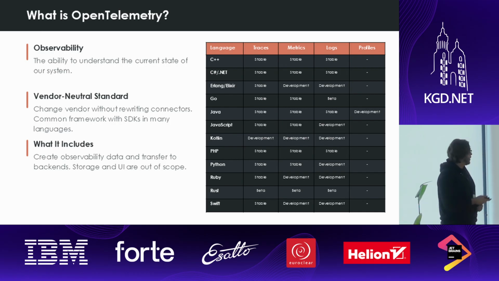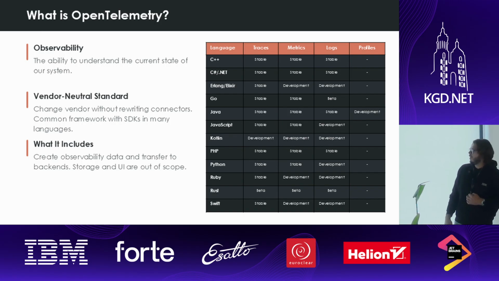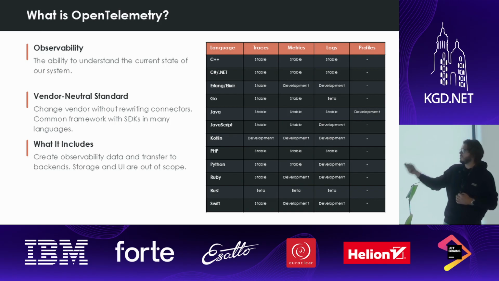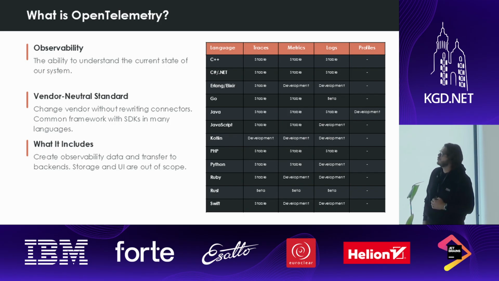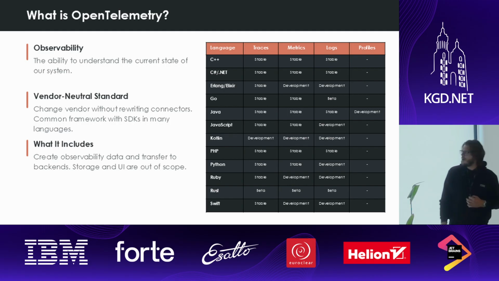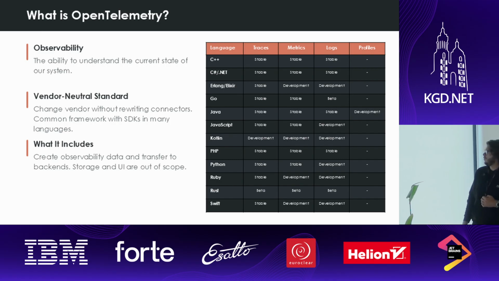So, here you can see different things which OpenTelemetry covers for different languages. I compared it with the same list from 2 years ago, and as I understood, a couple of new languages were added. For example, Kotlin was added. Rust was switched from alpha to beta, and we now have a profiler in Java.